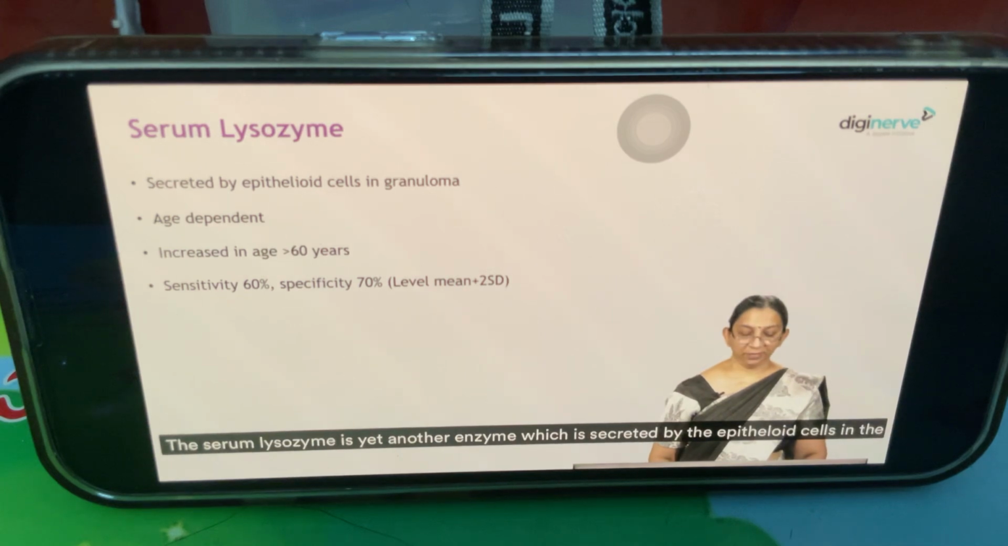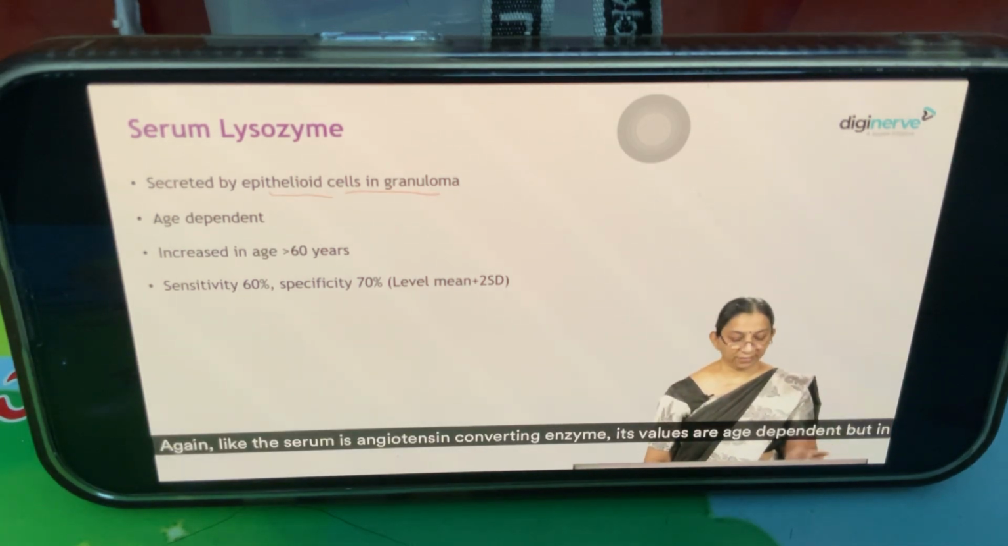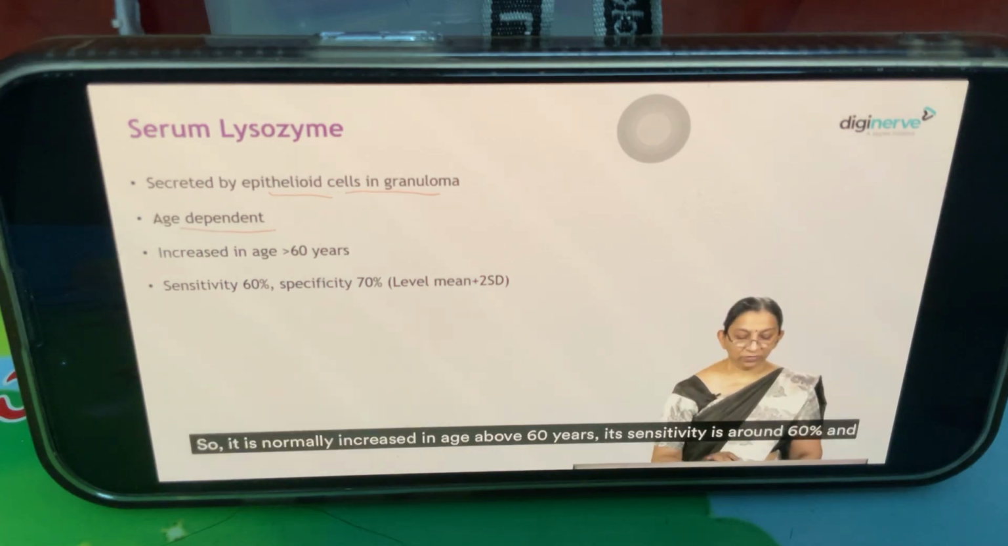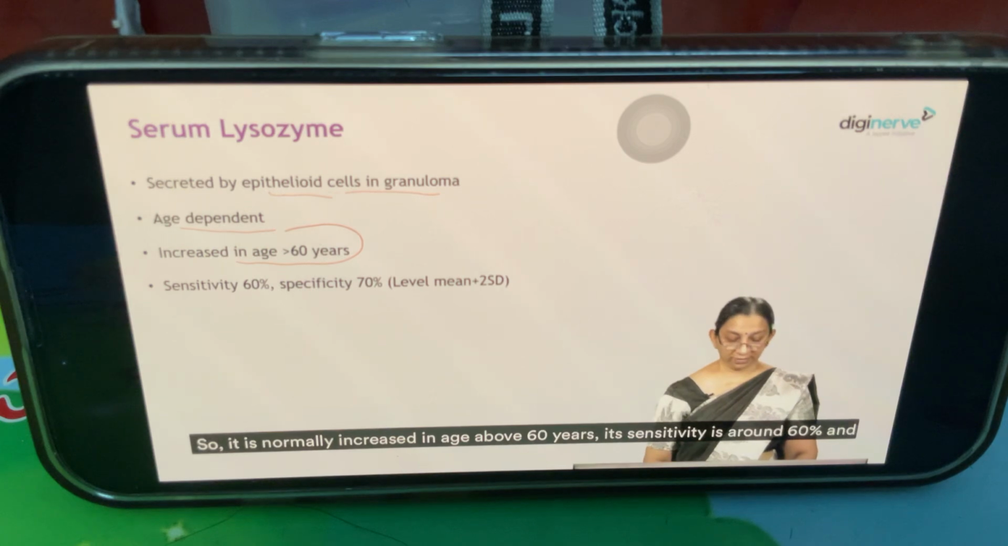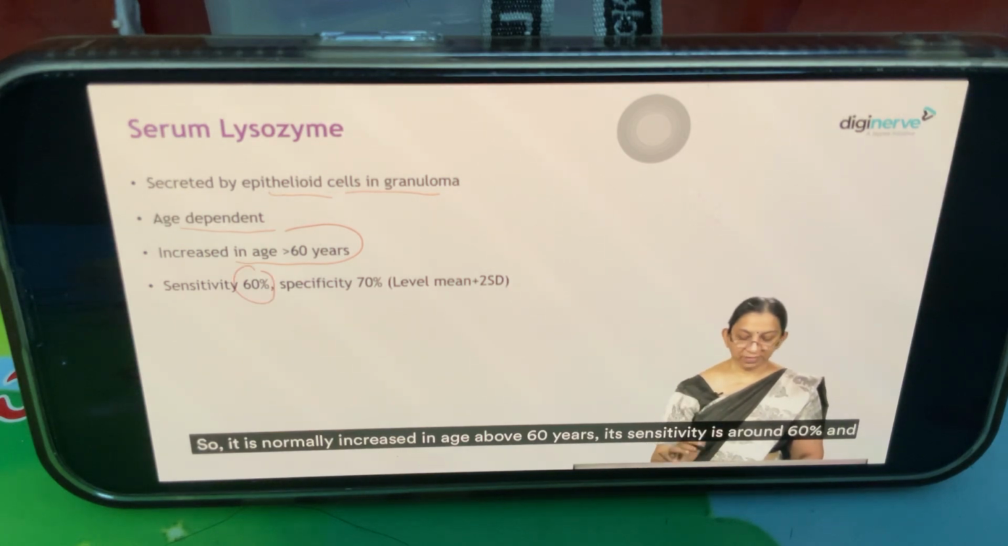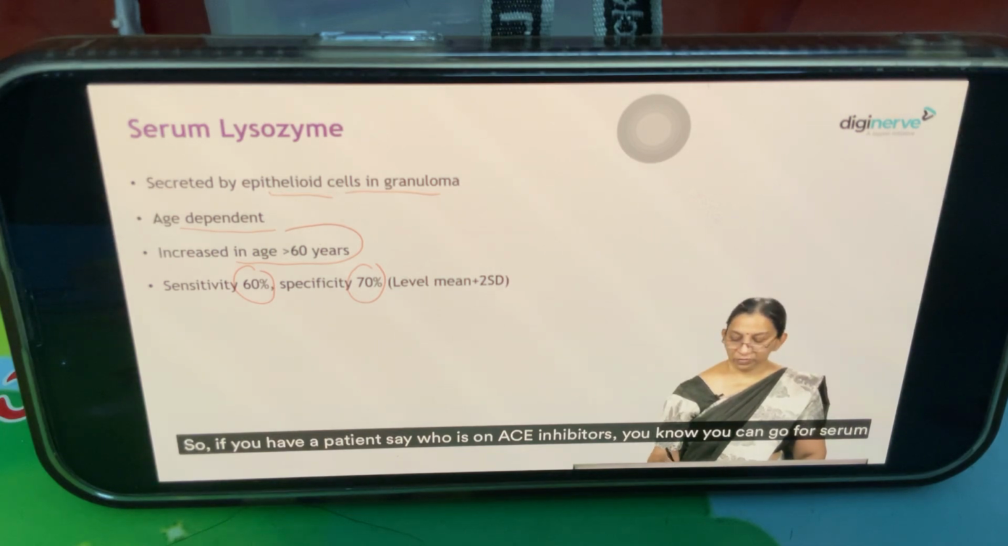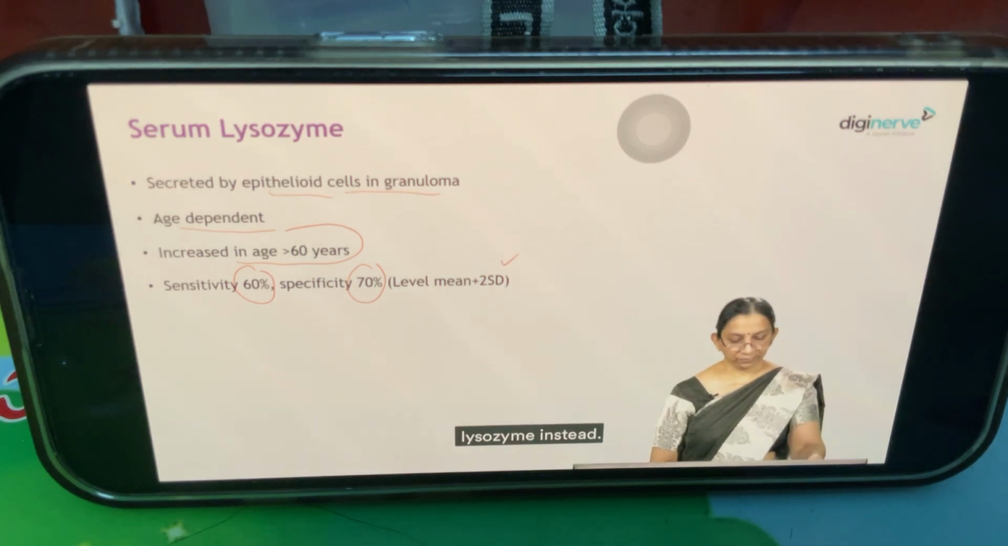The serum lysozyme is yet another enzyme which is secreted by the epithelioid cells in the granuloma. Again, like the serum angiotensin converting enzyme, its values are age dependent, but in the opposite direction. So it is normally increased in age above 60 years. Its sensitivity is around 60% and specificity is around 70%. So if you have a patient, say, who is on ACE inhibitors, you can go for serum lysozyme instead.